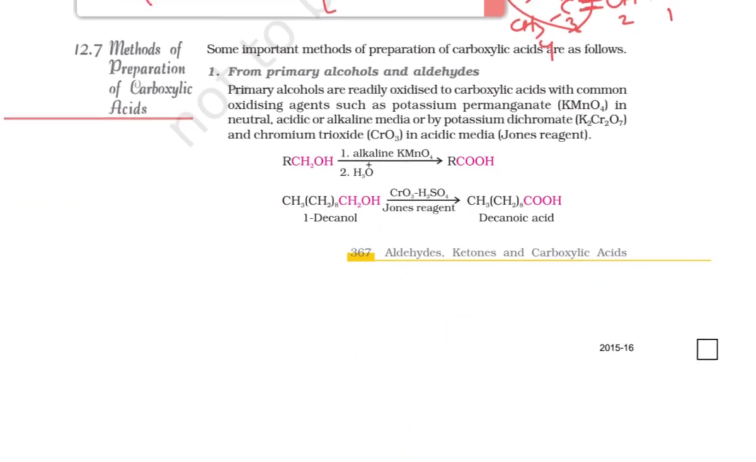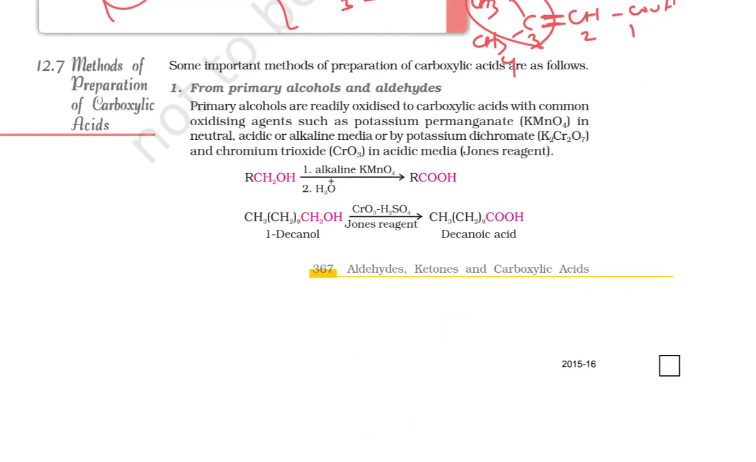Next we go for some methods of preparation. As I told you already, if it is a primary alcohol, in the presence of a strong oxidizing agent like alkaline KMnO4, or chromic acid and H2SO4, which we call Jones reagent, then the primary alcohol group is converted into a carboxylic acid.